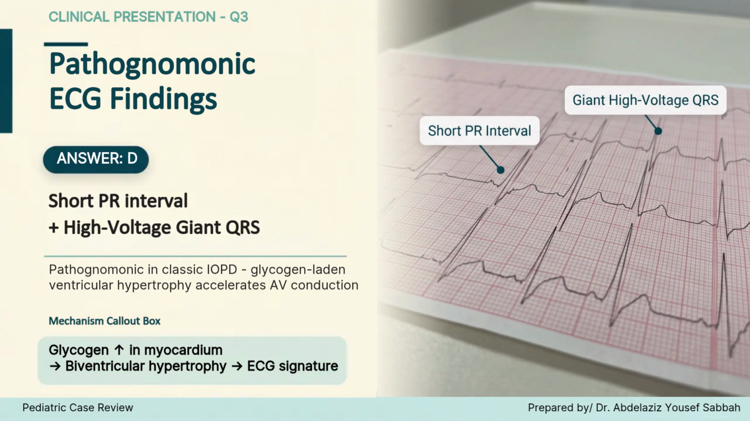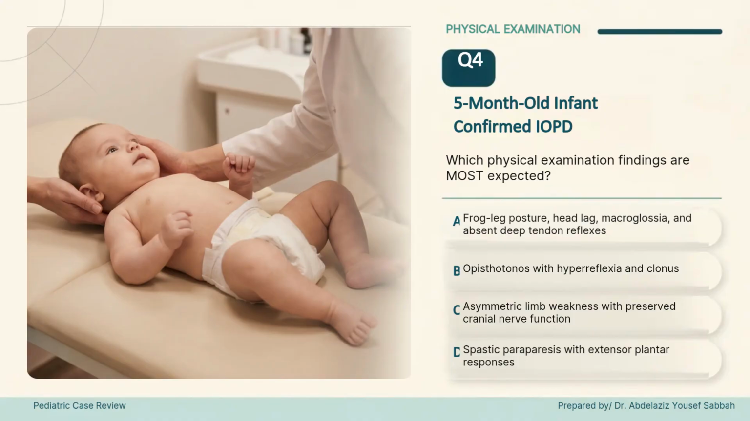The mechanism is glycogen accumulation within the myocardium, which produces marked biventricular hypertrophy. The glycogen-laden hypertrophied ventricular muscle accelerates atrioventricular conduction, which shortens the PR interval, while the massive muscle bulk generates the very high-voltage QRS complexes. So, glycogen accumulation in the heart leads to biventricular hypertrophy, and that hypertrophy produces this characteristic electrocardiogram signature. Question 4. A 5-month-old infant has confirmed infantile onset Pompe disease.